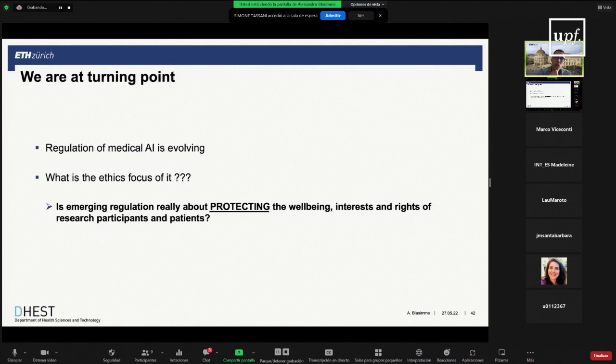the ethical focus of this regulation is. So is this emerging regulation really trying to protect the well-being and the rights of research participants and patients, or what? I leave it as an open question. My own view is that the focus of these regulations is actually not that I put up in this slide here. So I leave that as an open issue for discussion later on, and I'm done.